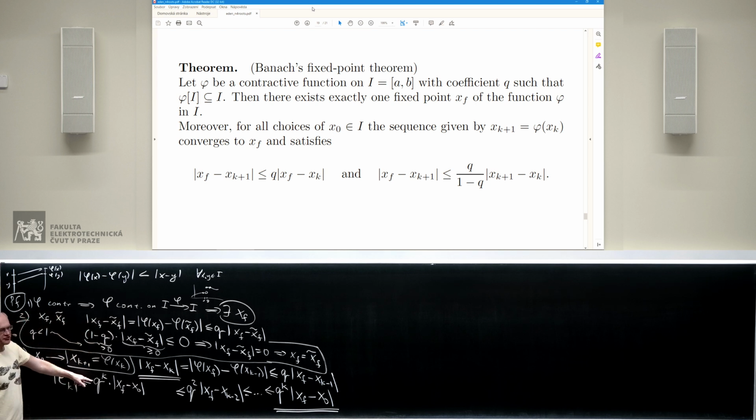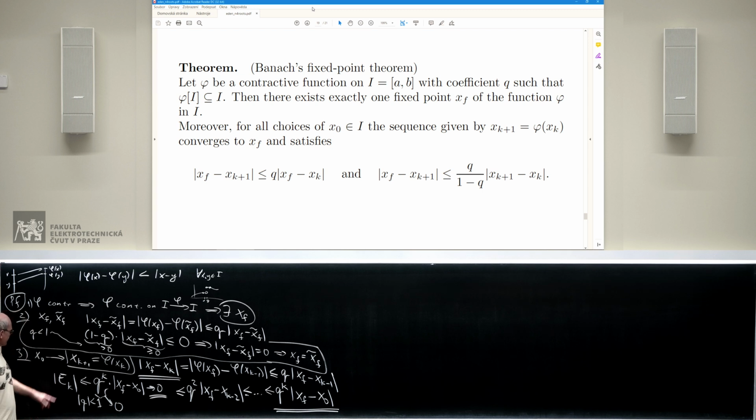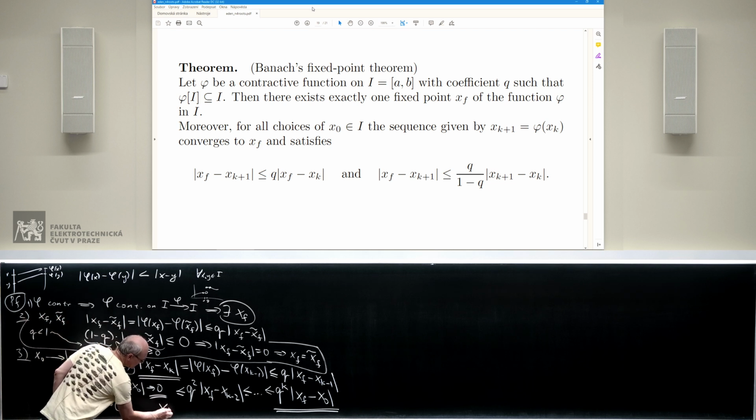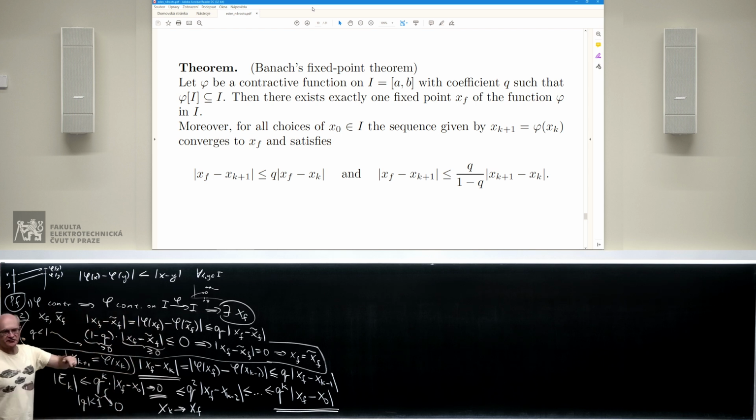Now, what do we know about q? Q is less than 1. It's a positive number smaller than 1. So in absolute value, q is definitely less than 1. And therefore, this, as a geometric sequence, goes to 0. So the error goes to 0. There you go. This shows that my sequence converges because the error goes to 0. xk converges to xf. And that's the most important part of this theorem, that iteration actually works for contractions.